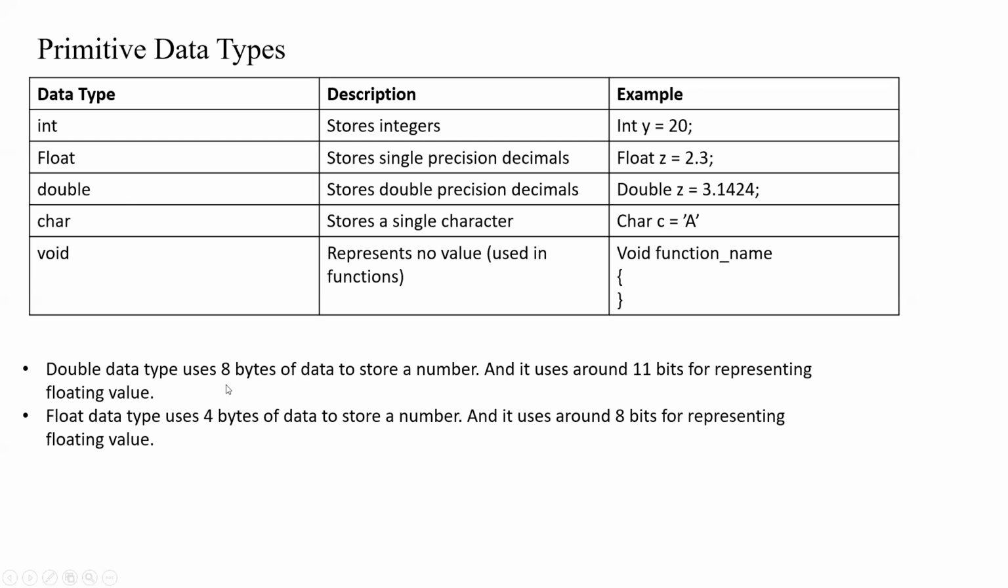Basically, the moment you write double, 8 bytes of data are used. If you say double X, then X will have a size of 8 bytes. That is nothing but 64 bits, in which 11 bits are used for representing the exponent of the floating value. Whereas the float data type uses 4 bytes of data to store a number. It uses around 8 bits for representing the exponent of a floating value.